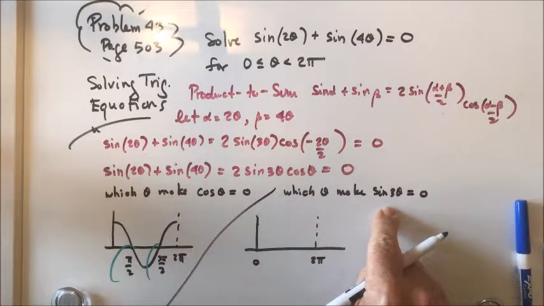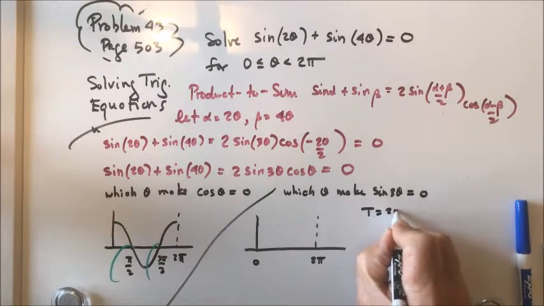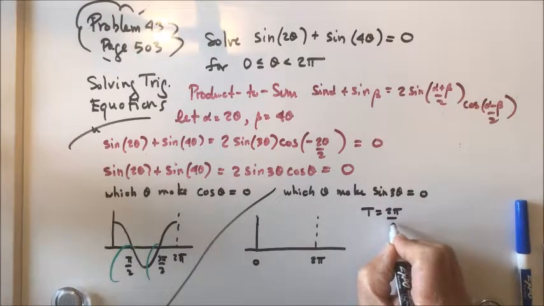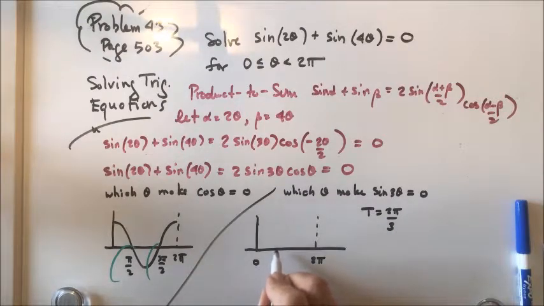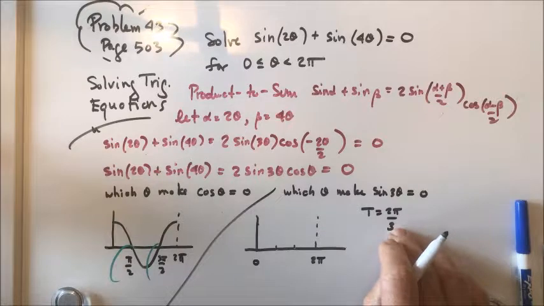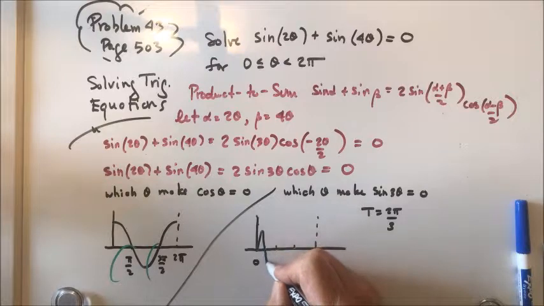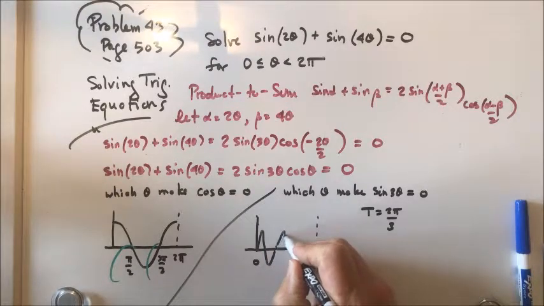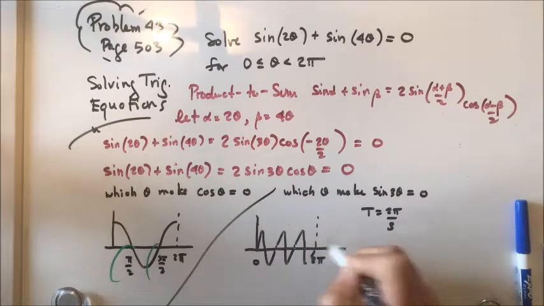Well, let's remember that the period is 2 pi all over omega. And in this case, omega is 3. So if this is 2 pi, there's 2 pi over 3, there's 4 pi over 3. And each one of these is a period of the sine. So the sine will go like this. One up, one down, right there. One up, one down, right there.